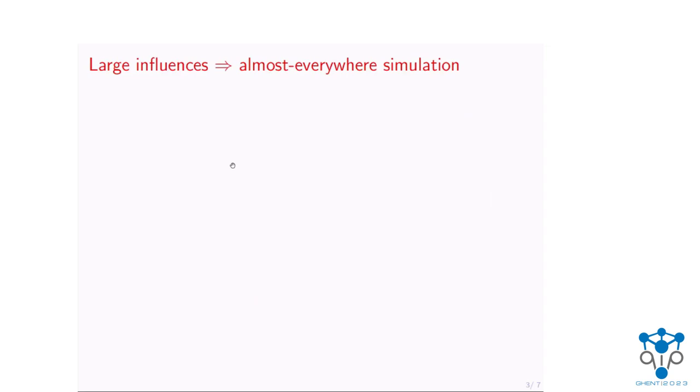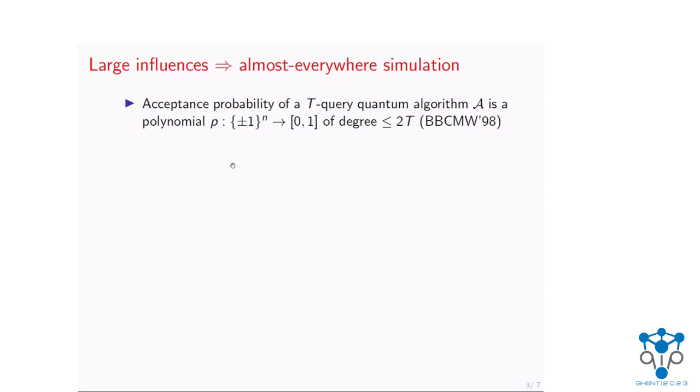And Aaronson and Ambainis formulated an interesting connection with analysis of Boolean functions. Namely, they showed that large influences in your function, if there are variables with large influence, will actually lead to efficient classical simulation of quantum algorithms on almost all possible inputs. And the connection goes through polynomials.